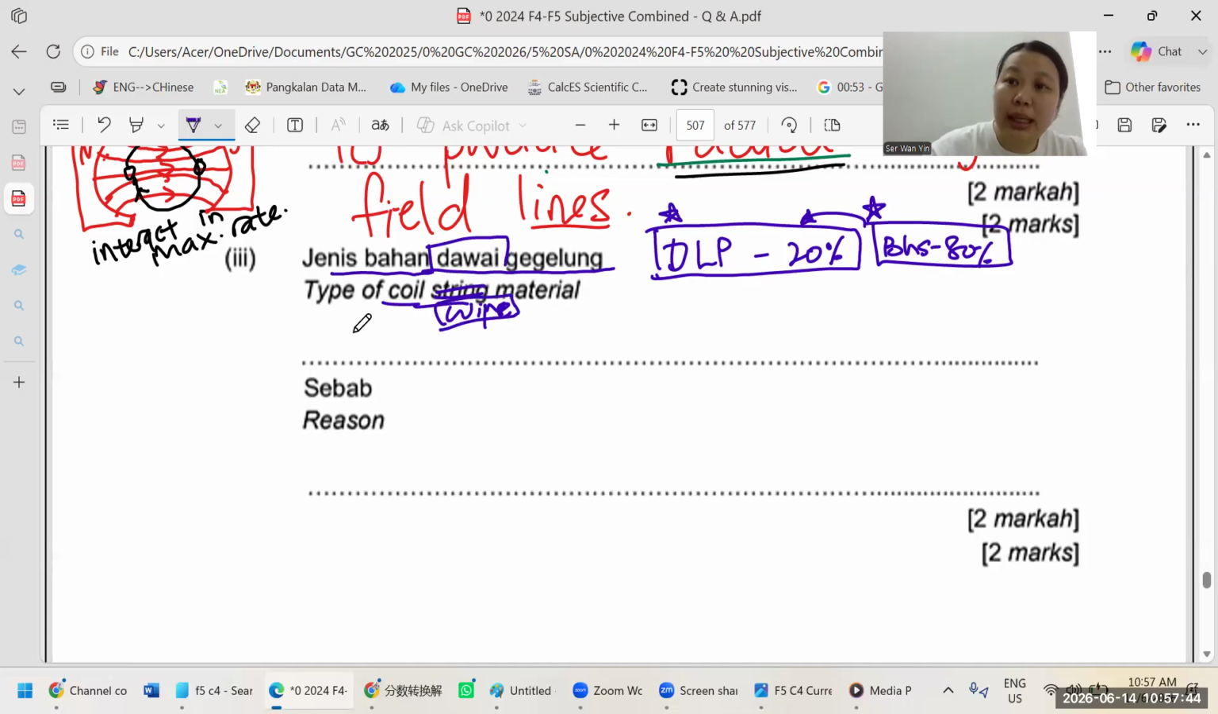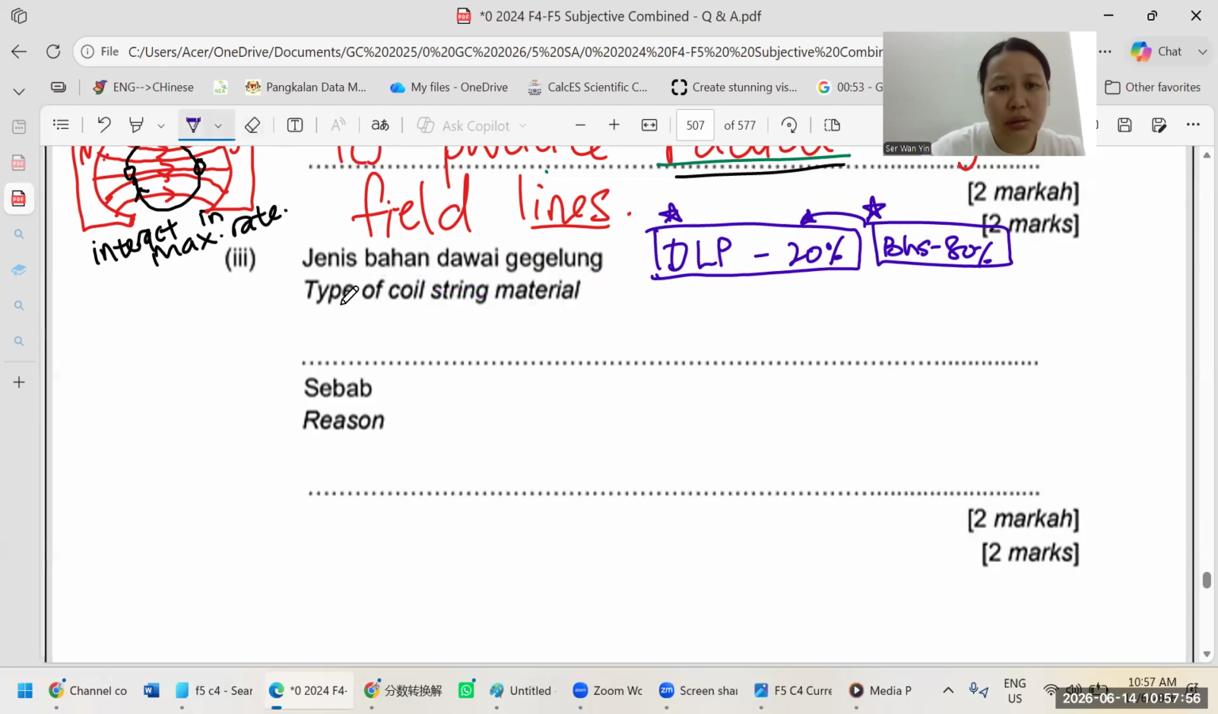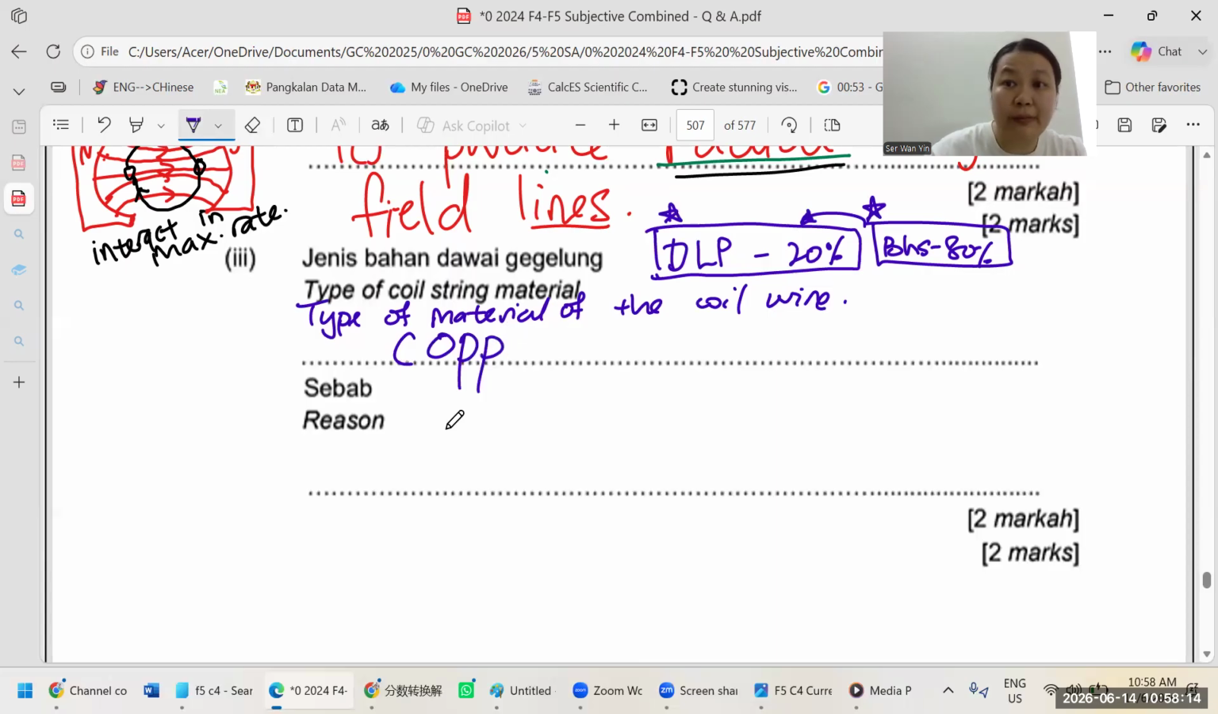Yeah, so what do you think? Hello? Like type of coil, material coil. I think the question, the sentence is really weird. It should say the type of material of the coil wire, something like that. Yes, copper, good, copper, good. Why copper? Like from chapter 3.